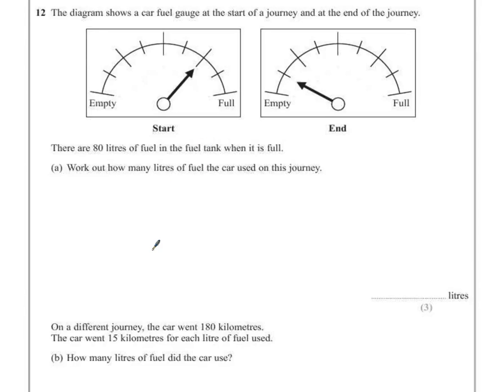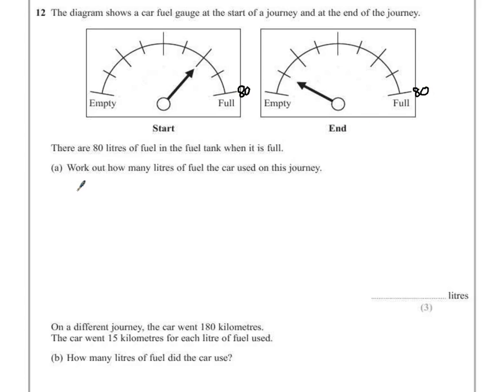Question 12. The diagram shows a car fuel gauge at the start of a journey and at the end of a journey. There are 80 litres of fuel in the fuel tank when it is full. So I'm just going to note that down now so I don't lose that important piece of information. We know that when it's full, that value there is 80.